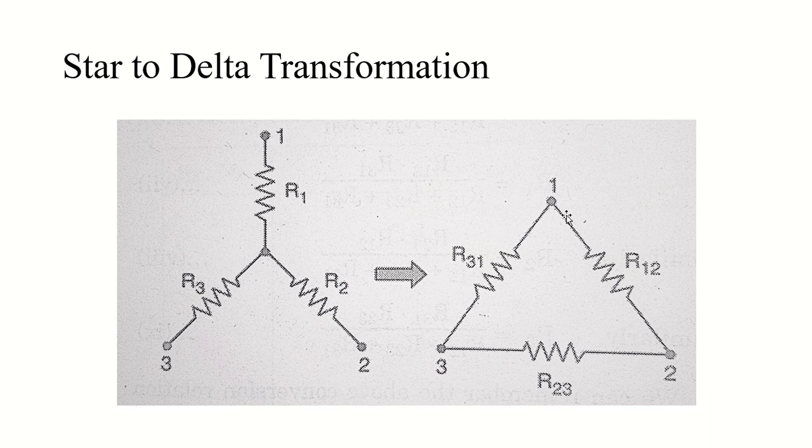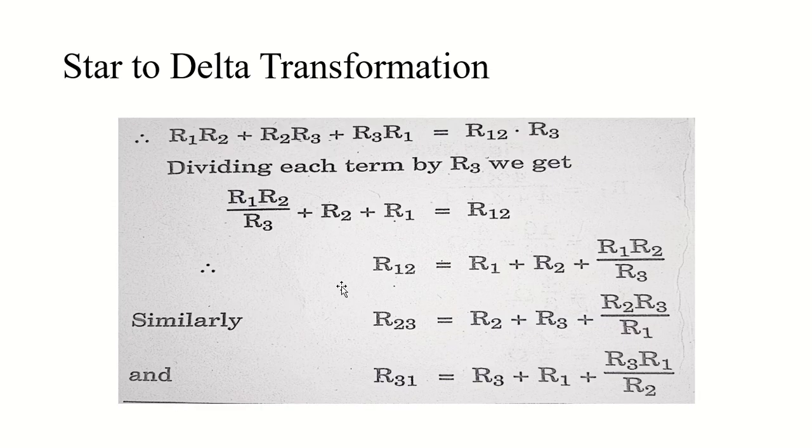Let's go back to this here. See, this will be the value of r12, this resistance. So that was the derivation of the first value. Similarly, if you recall what we have done in the delta to star transformation, can't we do a little bit similar thing here? Can't we be a little smart and do this?